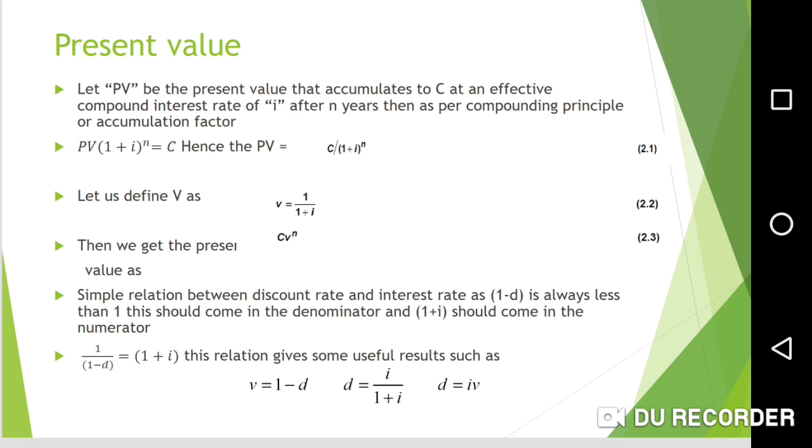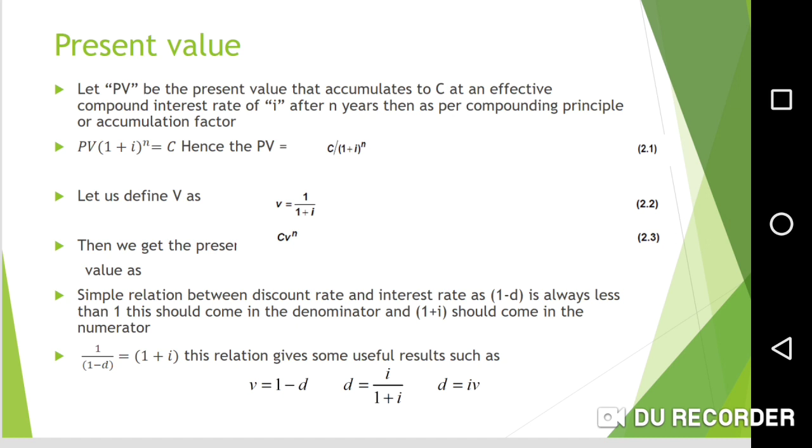So what is the value of the PV? Then PV becomes C by (1 plus i) whole power n. If we define nu as 1 by (1 plus i), then we get the present value as C nu power n. This is the actuarial notation. Nu is given in the actuarial tables, so nu values are given for different years. We can use those values directly to calculate this.